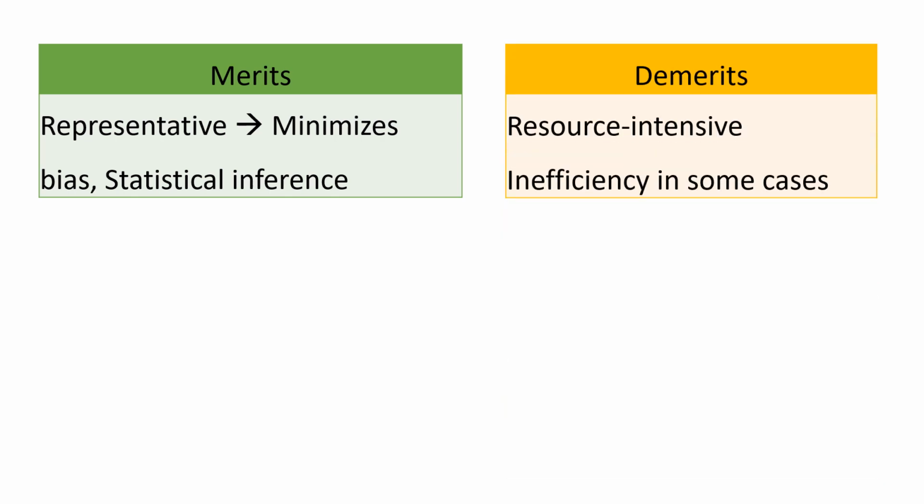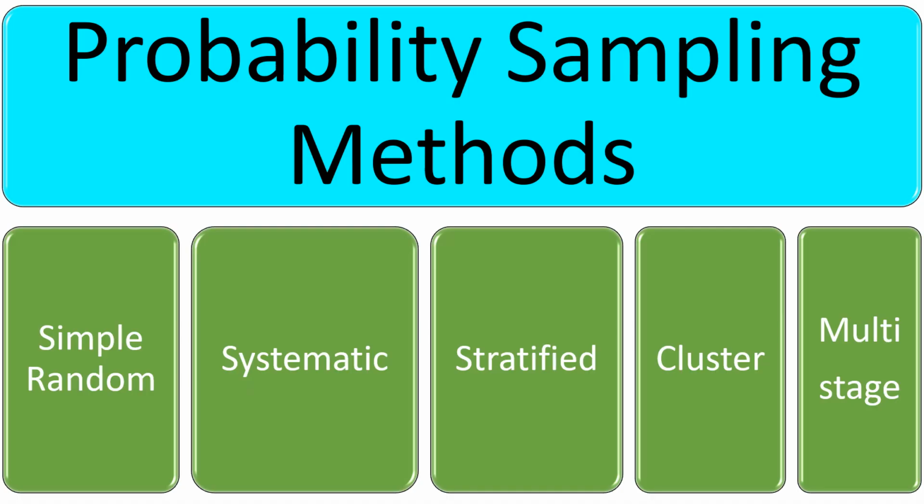That means we can conclude about the population based on the sample taken from the target population. On the other side, there is a disadvantage to using probability sampling. One of the main disadvantages is that it is resource intensive, or in some cases inefficient. If we require a larger sample size, we require a large amount of resources to collect that large amount of samples.